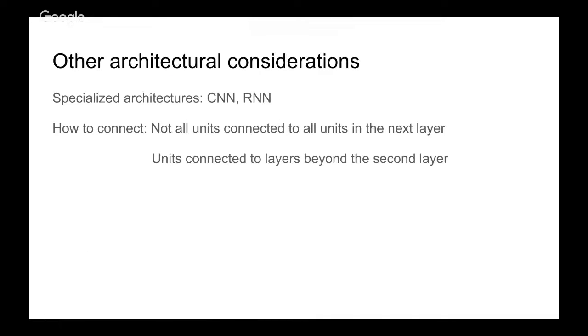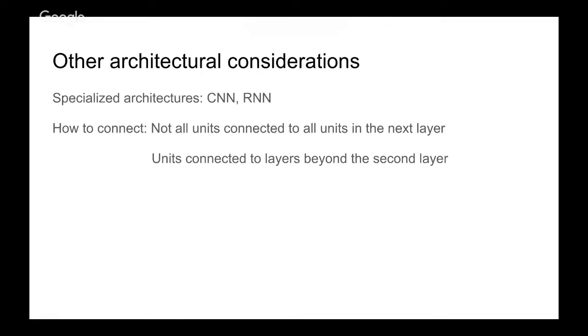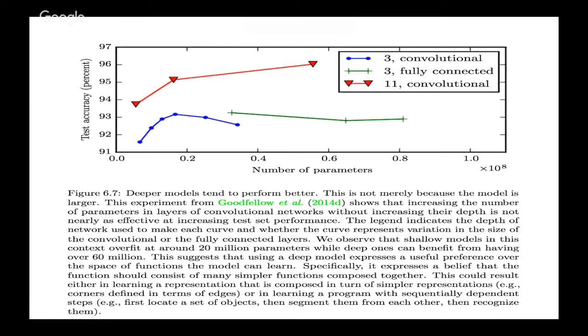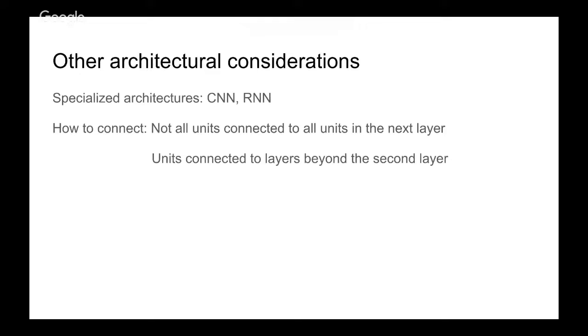Also, the book goes towards other architecture considerations. What are the other considerations? A feed-forward network is not the only architecture that you can have. There are other architectures, other ways of connecting layers to each other. One example is a convolutional neural net, and another example is a recursive or recurrent neural net.